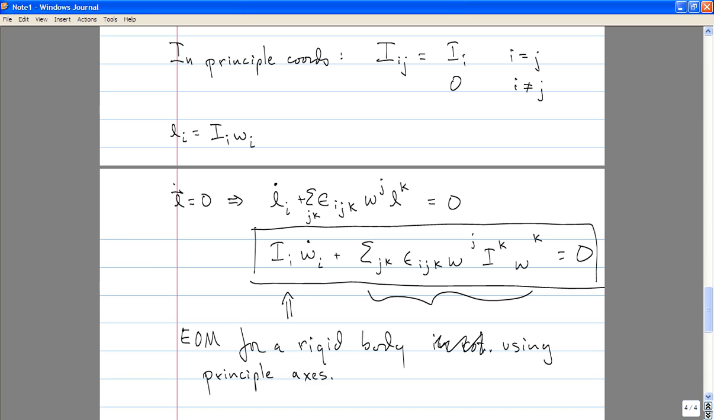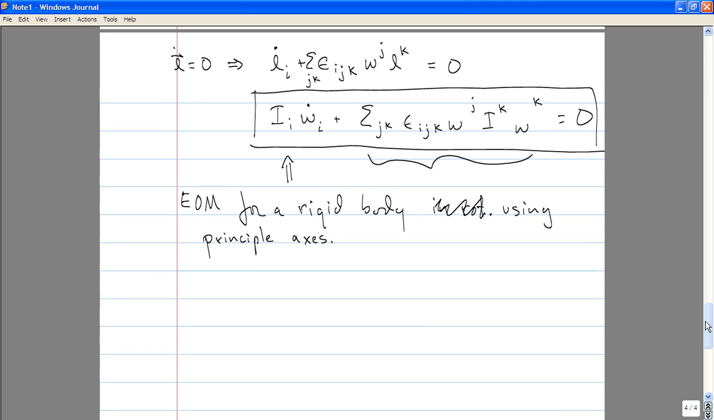So I could write these out a little more explicitly. There's I1 omega 1 dot plus this complicated epsilon symbol business. So I is equal to 1 here, and so epsilon 1jk is non-zero only when j and k are equal to 2 and 3, or 3 and 2, respectively. So this is the sum of 2 terms, omega 2 omega 3 times I3 minus I2, is equal to 0.